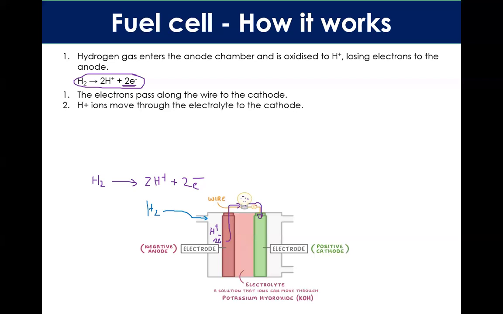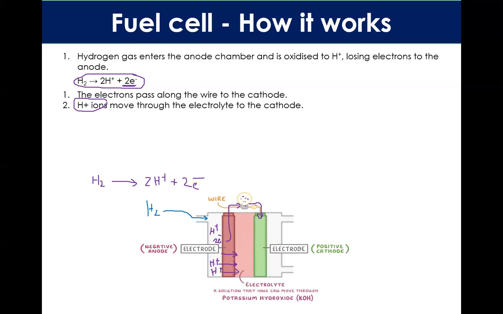The hydrogen ions, on the other hand, which are formed in the anodic compartment, will move through the electrolyte to the cathode. Remember that many hydrogen ions are being formed as you feed in the hydrogen gas, which forms hydrogen ions and electrons. Electrons are moving through the wire to the other side, whereas the hydrogen ions move through the electrode to the other side.